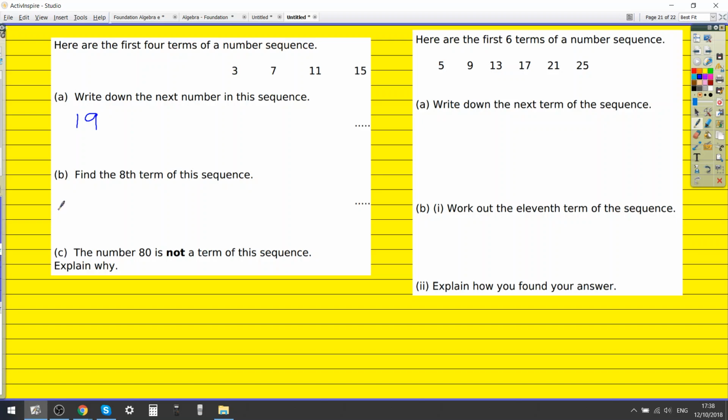31. Let's see. Yep. And C. It's not. Yeah, again, because all the numbers in the sequence are odd. And 80 is even. Okay, and the one on the right. Yeah, the first 6 terms of a number sequence. Write down the next term in the sequence.